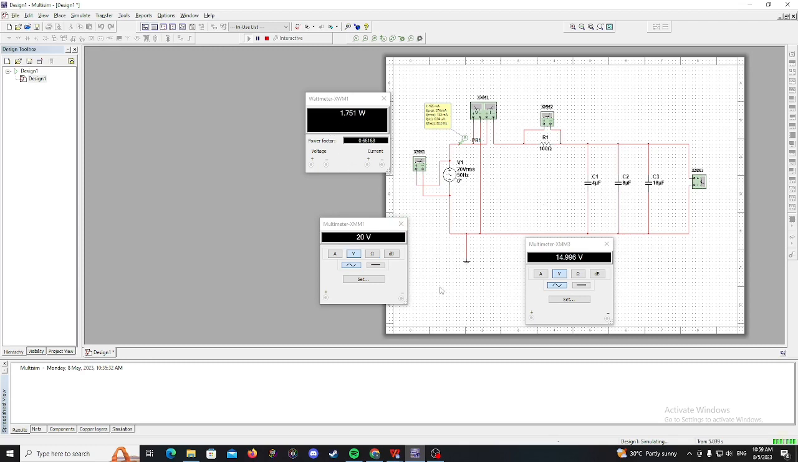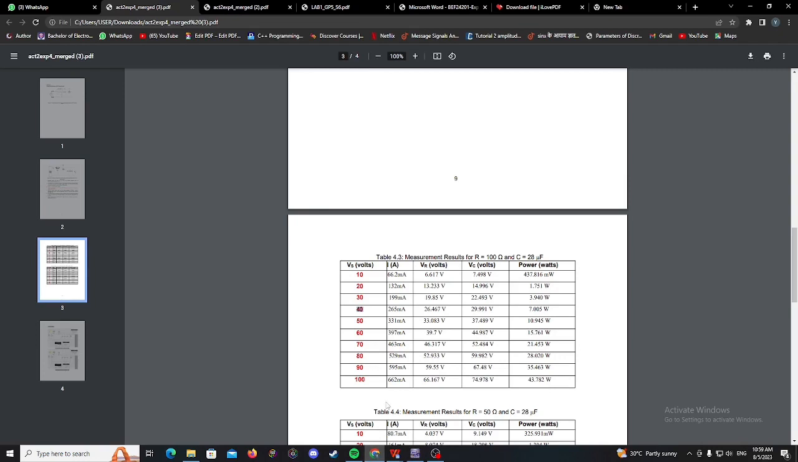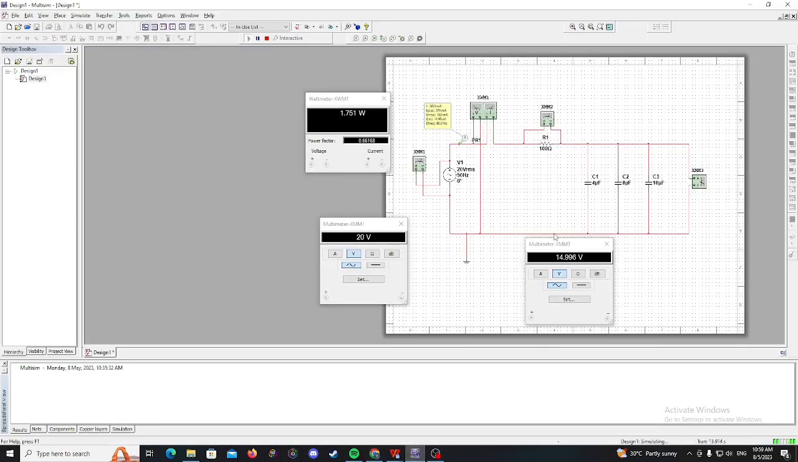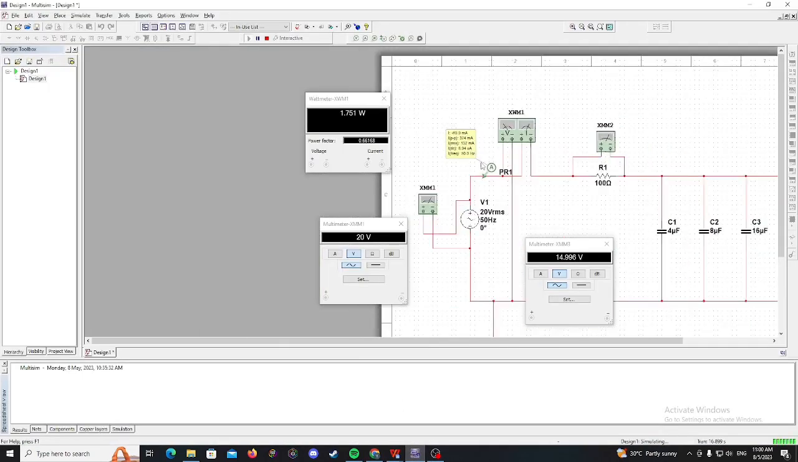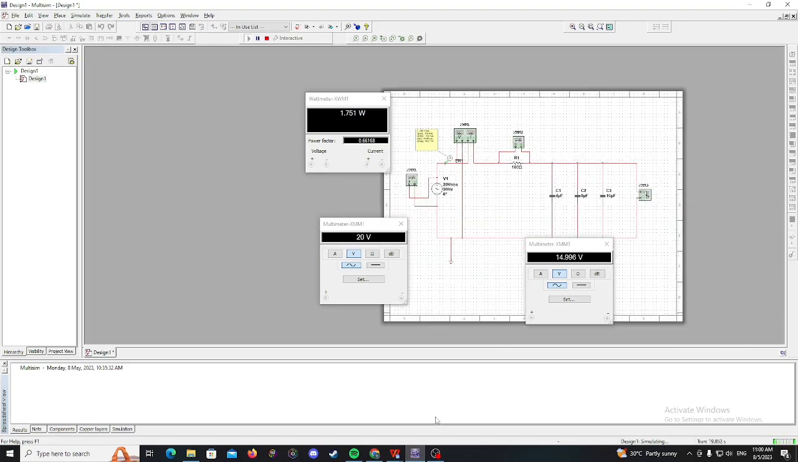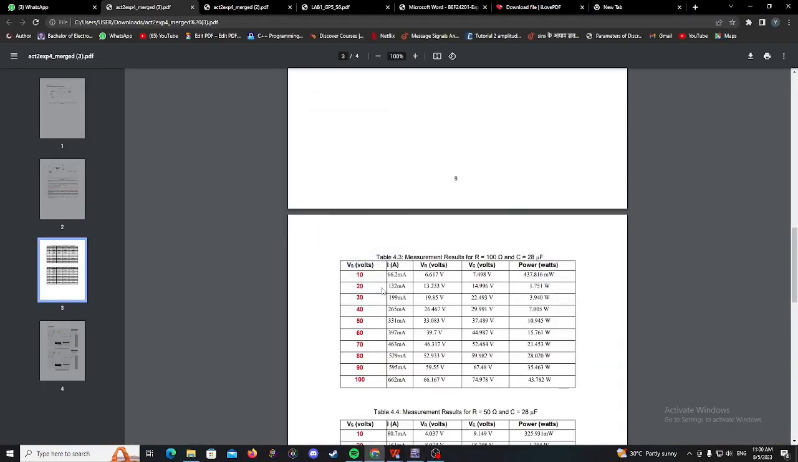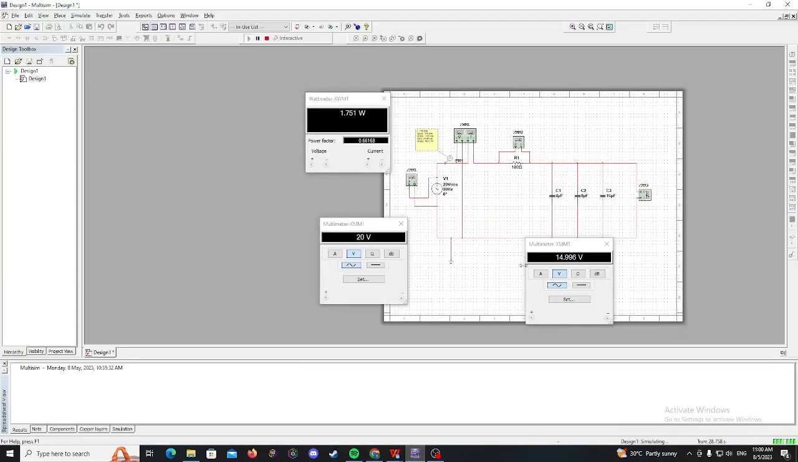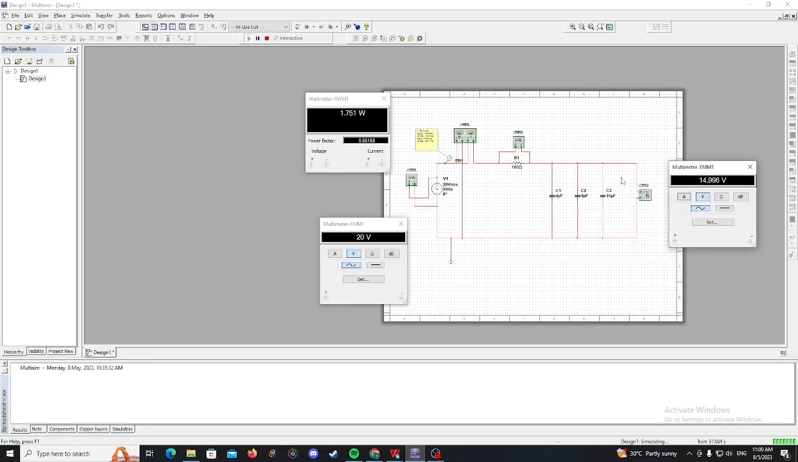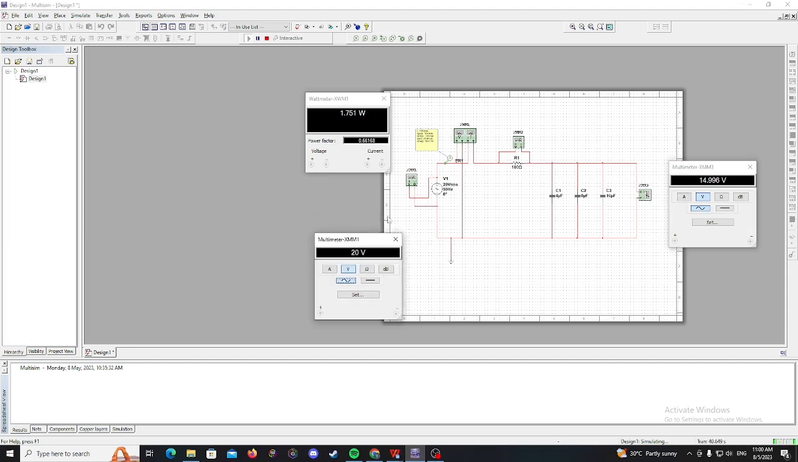Now I get the values. These are the values that I have gathered and inserted over here. So 132 milliampere, it's returned here, 132 milliampere, and then 13.23 volts, 14.96 and 1.75 watts. So 1.75 watts here, and the 14.996 from XMM3 is here, the parallel voltage of the capacitor, and also the multimeter connected in parallel to the voltage source is 20. So that's all from me.